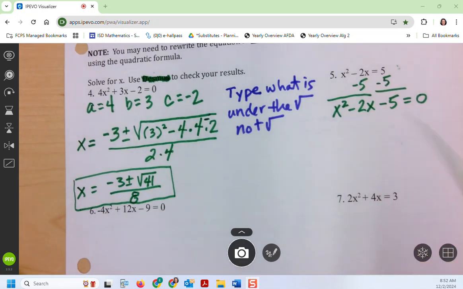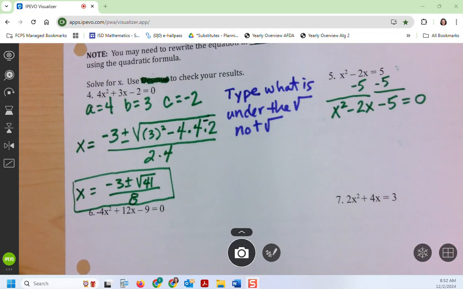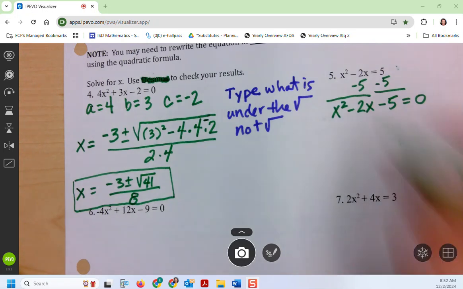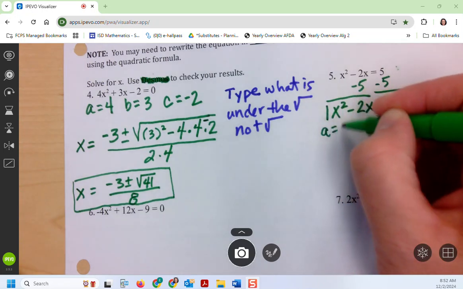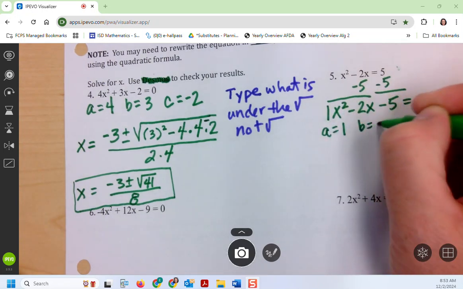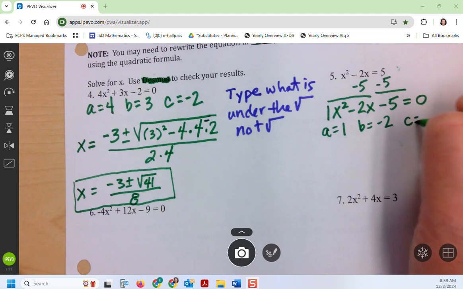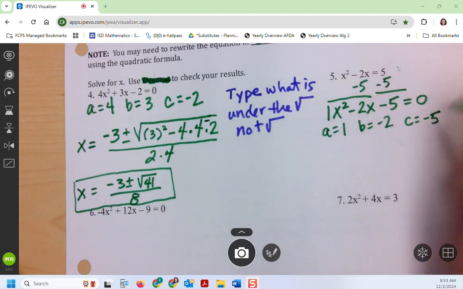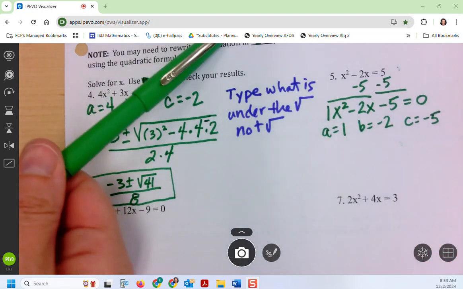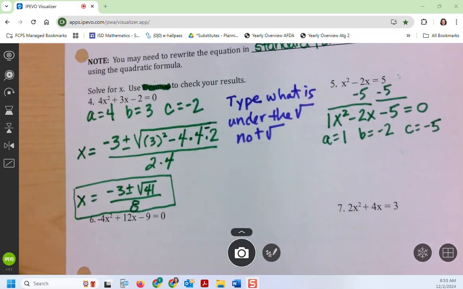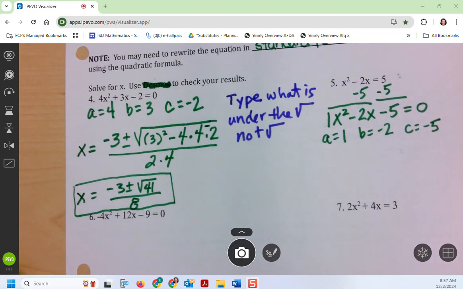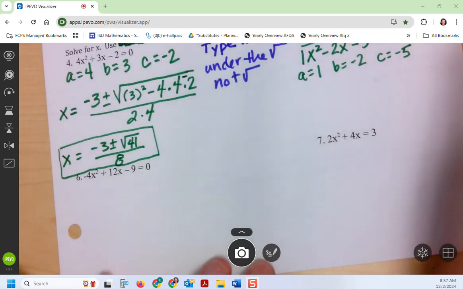All right, there's no number in front of my x squared, so I could put what number there? I heard 1. Anybody agreeing with 1? I agree. Okay. X squared is the same as 1x squared. So my A is 1, my B is -2, and my C is -5. So I want you to substitute your numbers into the quadratic formula, and then I want you to simplify it as much as you can. I'm going to see if I got the same as you.